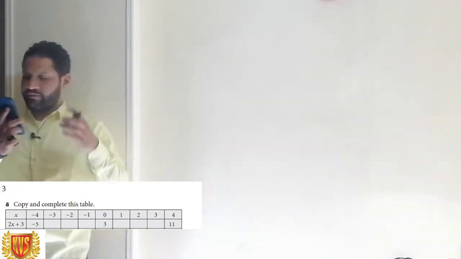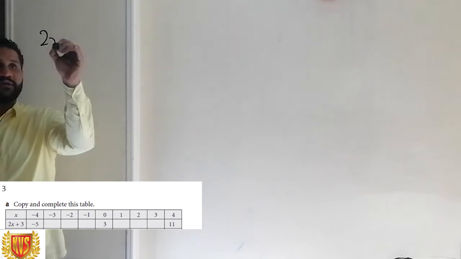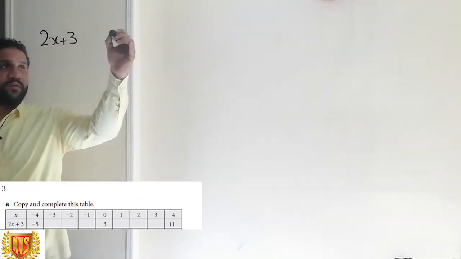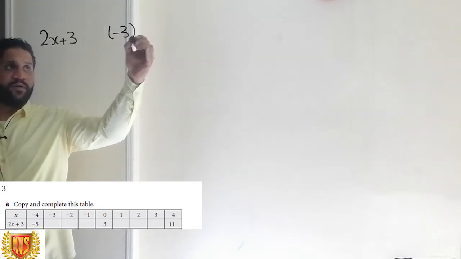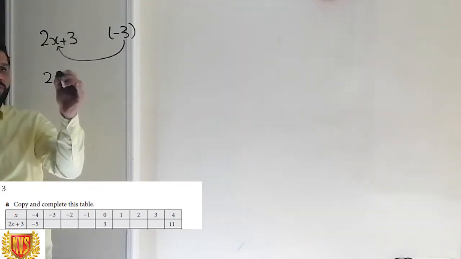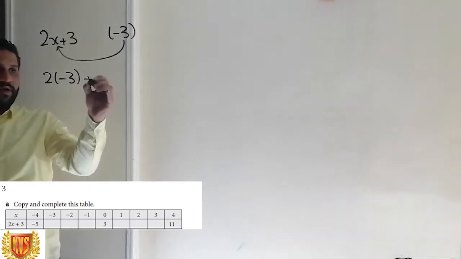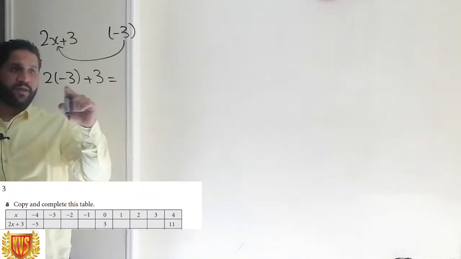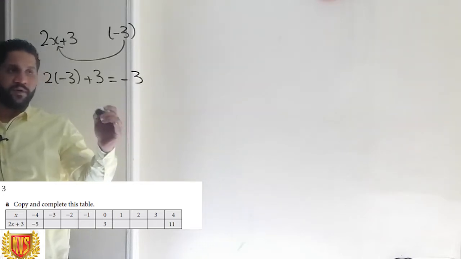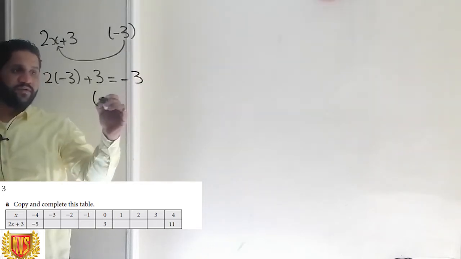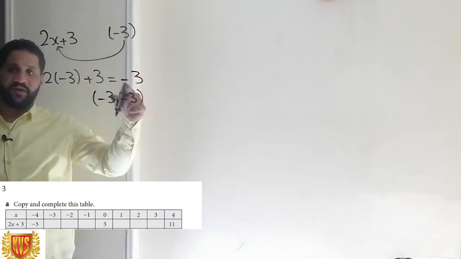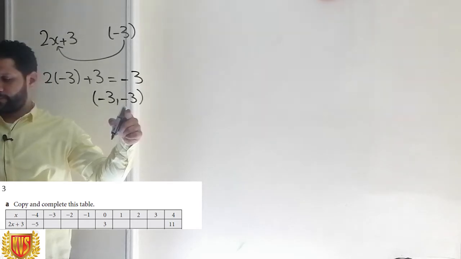You can see I have the relation is 2x plus 3, okay? And I have the number -3. I will put -3 instead of x. So it's 2 times -3 plus 3, -6 plus 3, which is -3. So it's -3 and 3. This is the point. As this is x and the value which I got, it's y.